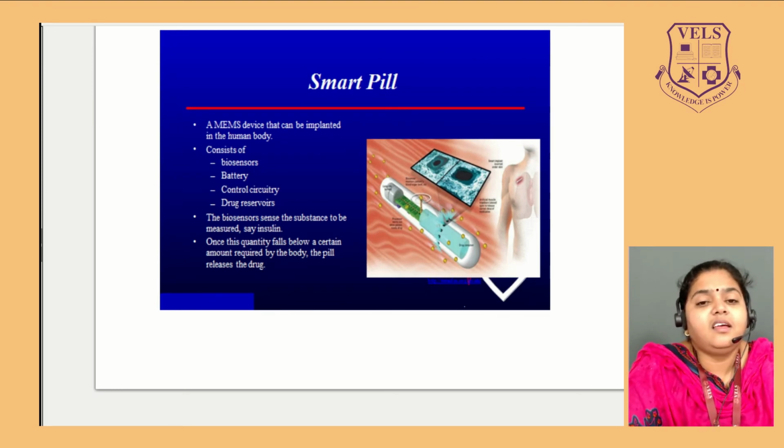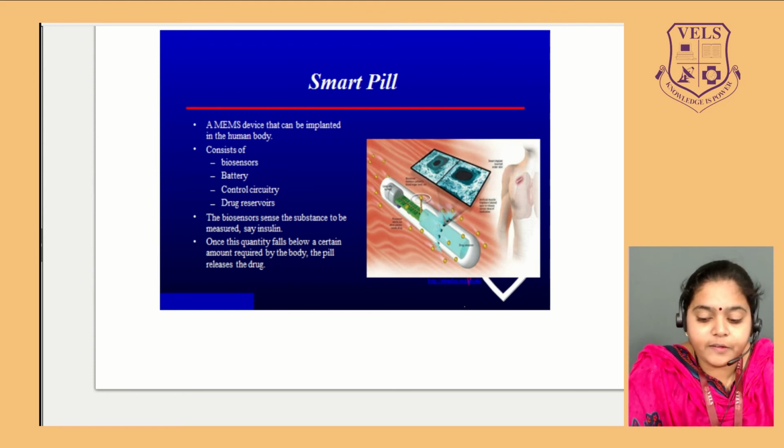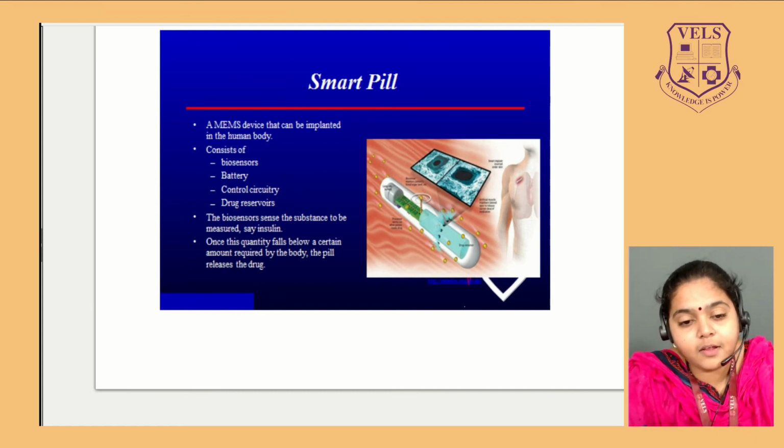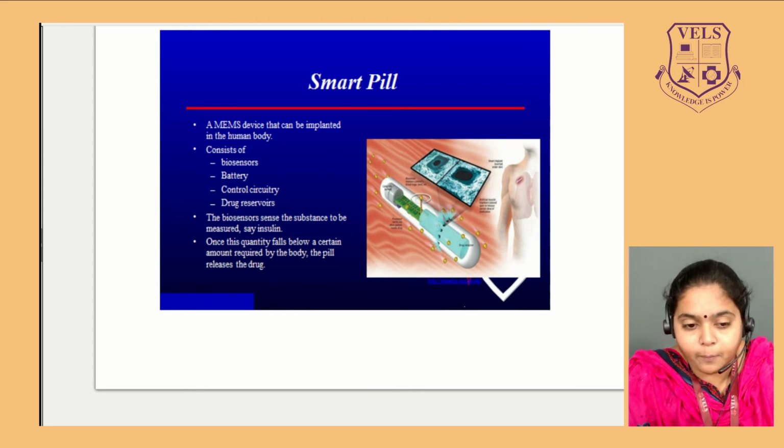Next comes the smart pill, a MEMS device that can be implanted in the human body, which will have biosensors, batteries, control circuitry, drug reservoirs. The biosensors sense the substance to be measured, say for example insulin. Once this quantity falls below a certain amount required by the body, the pill releases the drug.